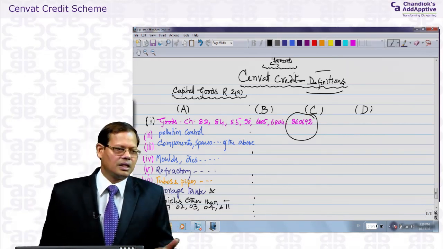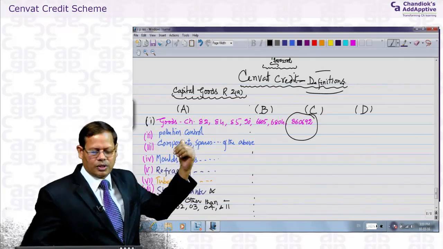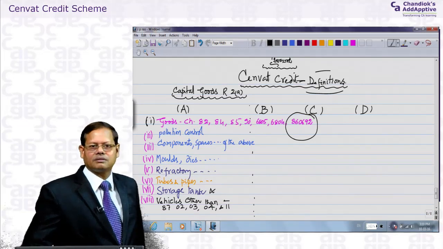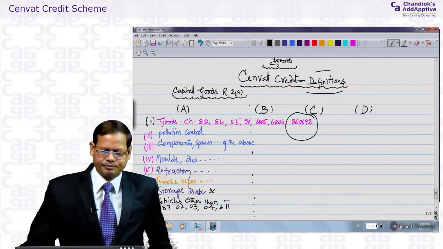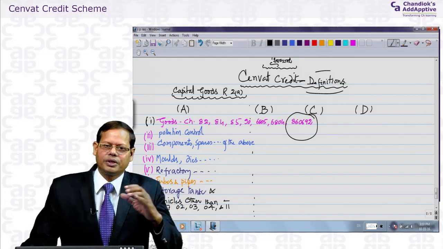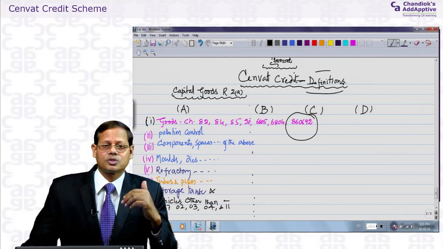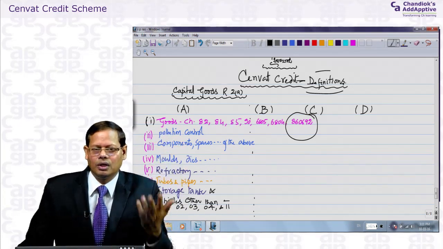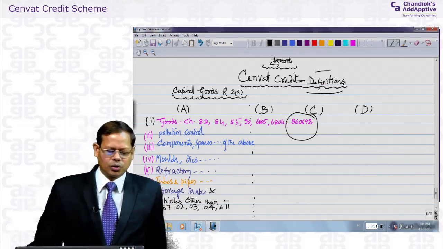And second one is pollution control equipment. So pollution control equipment is also capital goods, you will get credit. And next, components, spares, accessories, etc. of the above. So all chapter numbers 82 to 90 etcetera plus pollution control equipment are capital goods, and whatever spares, components or accessories are required for those two categories above, they are also capital goods. So the first three categories are capital goods, very easy to remember.